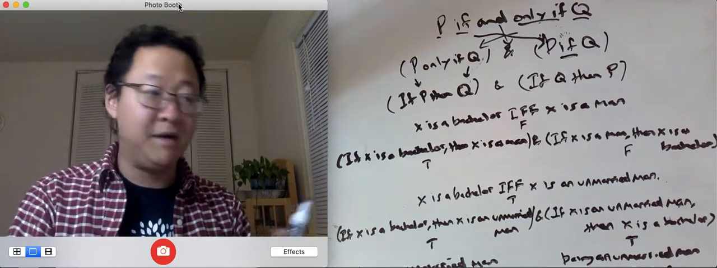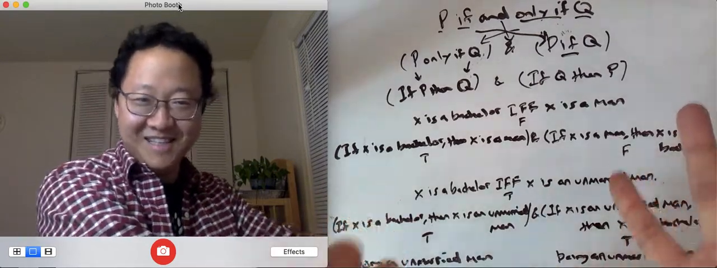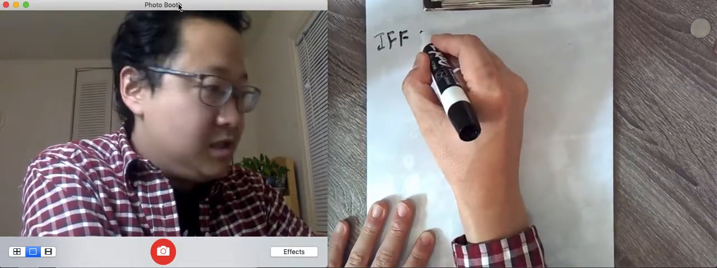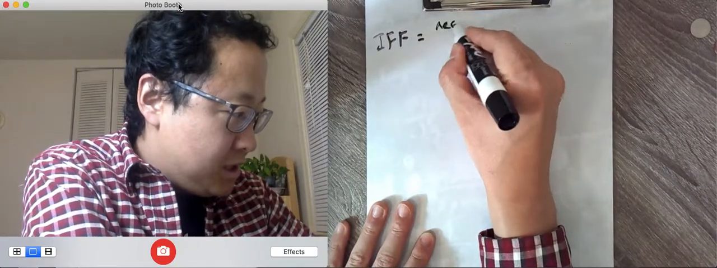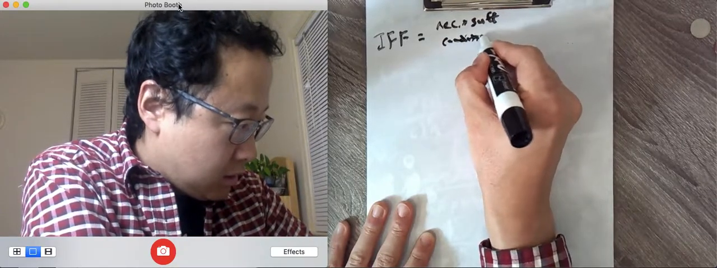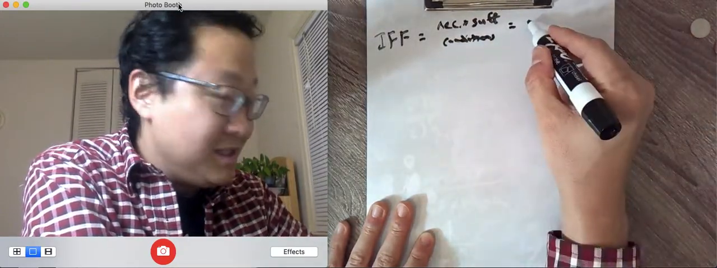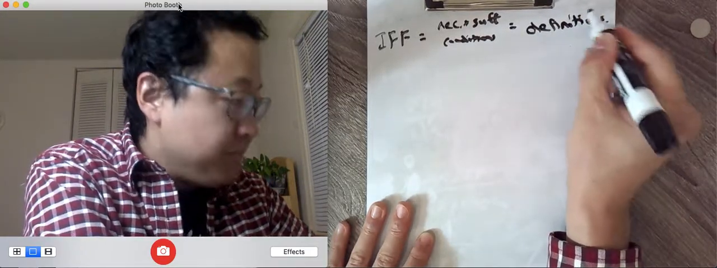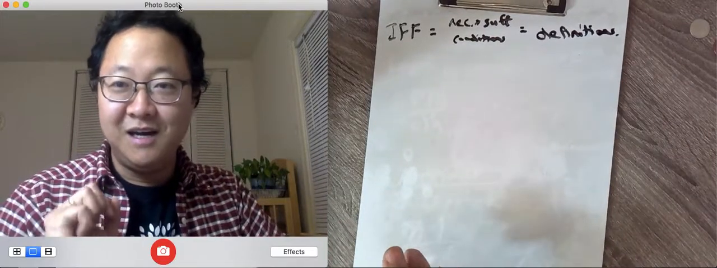Okay, so we've been learning about this stuff, right? There's a lot here. We've been learning about the if and only if definitions, necessary and sufficient conditions, and we've learned how they connect to each other. So the if and only if is the same as necessary and sufficient conditions, which is the same as definitions. And understanding these is important.